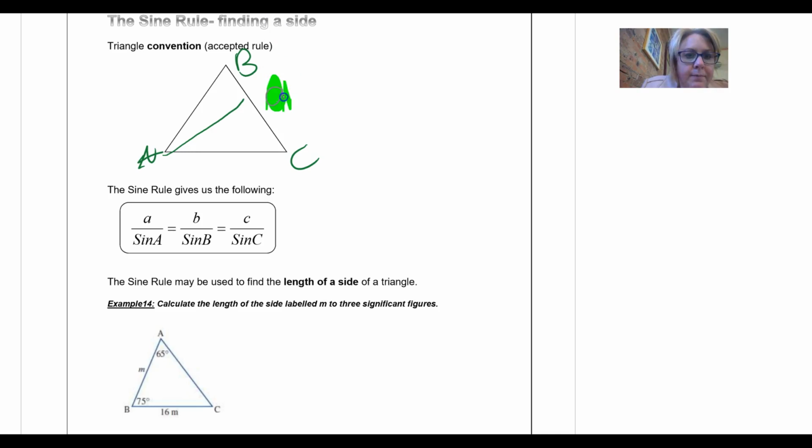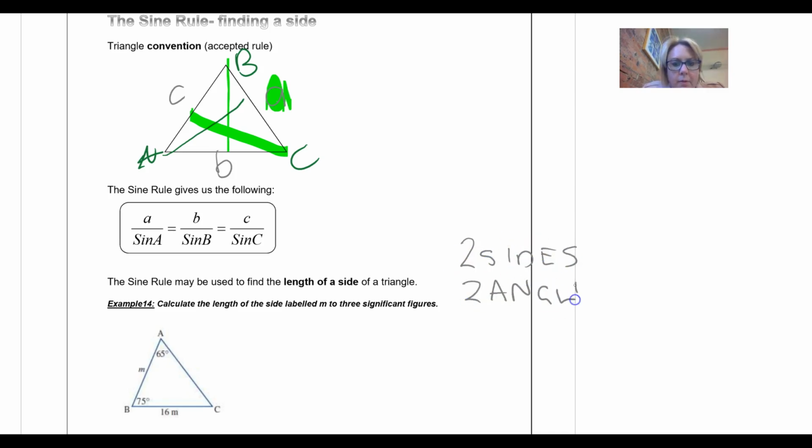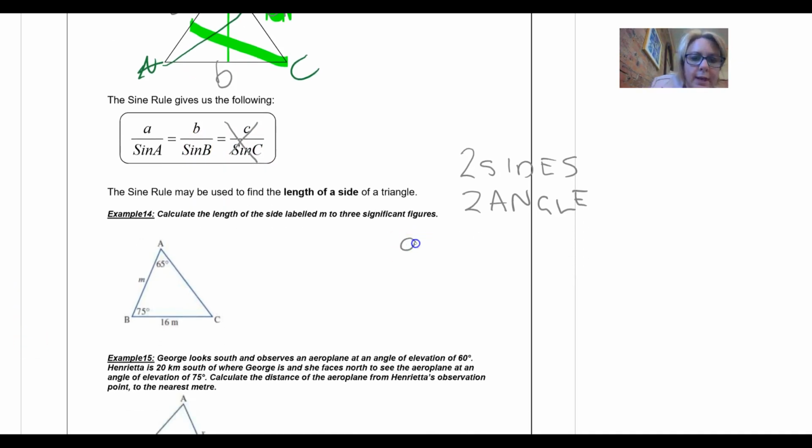So that's an A. Opposite B will be a b, and opposite C will be, yep, c. Now the sine rule is to find a side and an angle where we've got two sides and two angles. It's actually a ratio of 3, but I cross one out because I don't want to do an equation with 3 equals. We only want to do one with 2 equals. So it's a on sine A equals b on sine B.